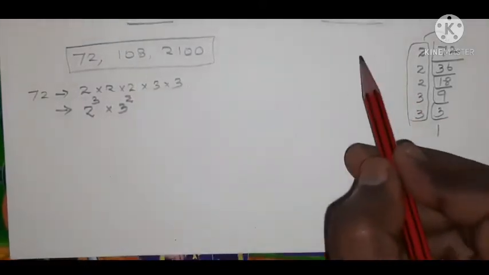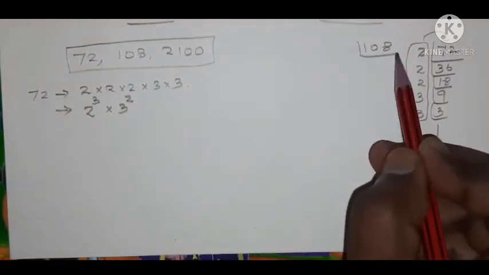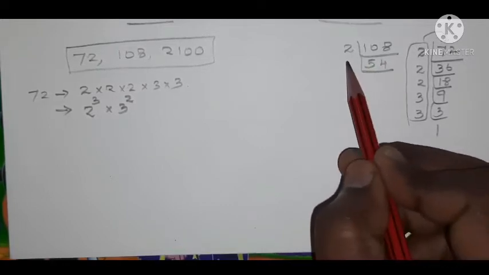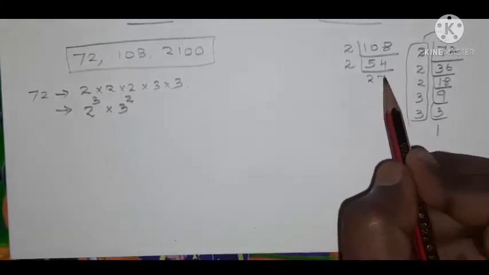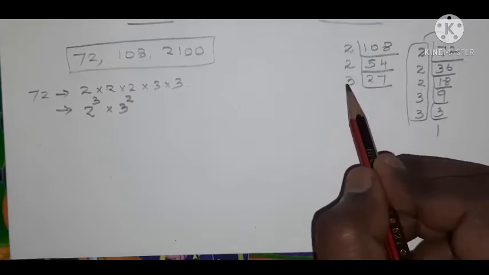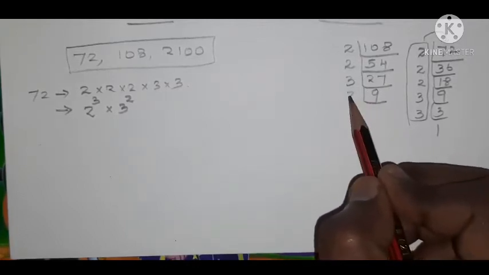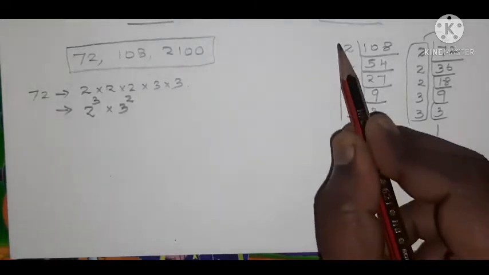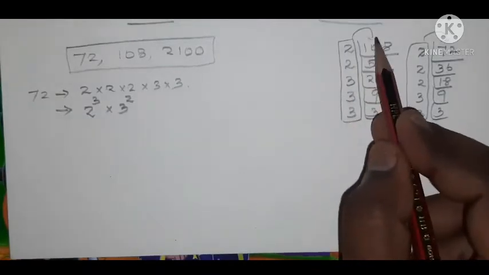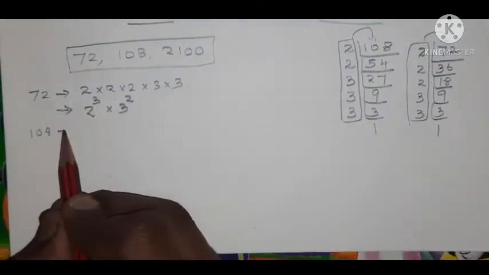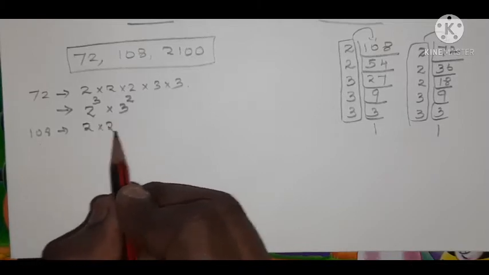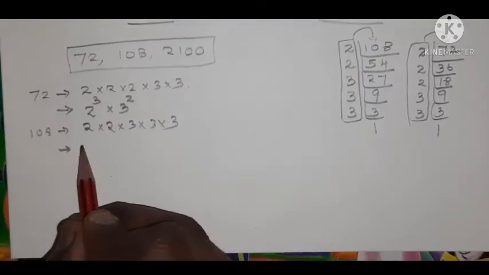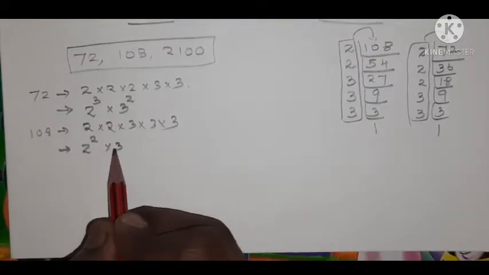Next number, 108. We need to identify the prime factors of 108. It can be divided by 2, and again by 2. Next, it can be divided by 3, then 3, then 3 again, leaving 1. So these are the prime factors of 108: 2 into 2 into 3 into 3 into 3. Expressed in terms of powers, 2 power 2 into 3 power 3.